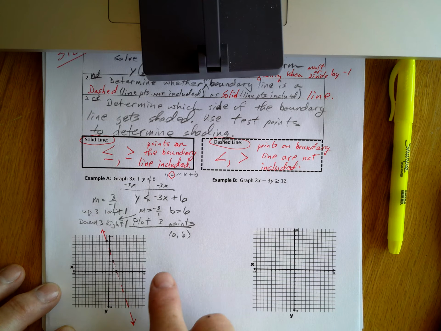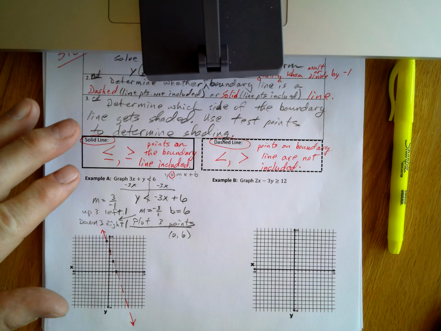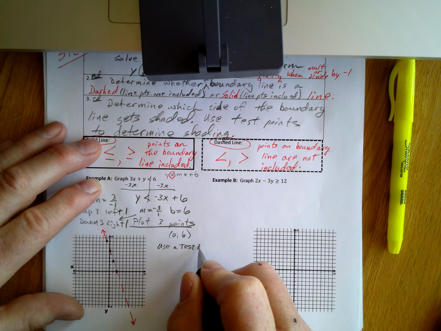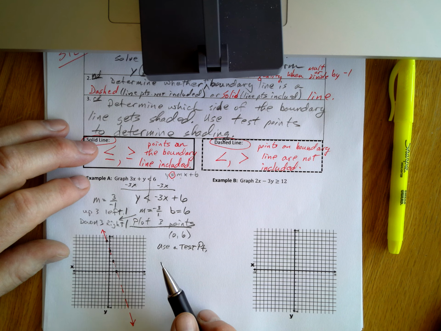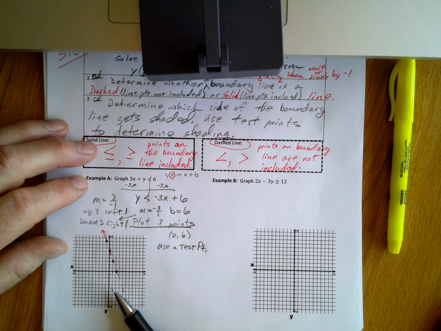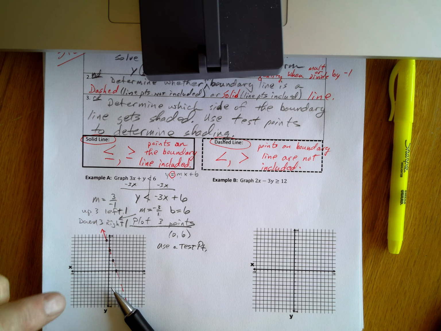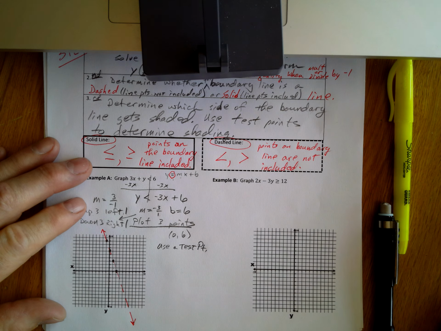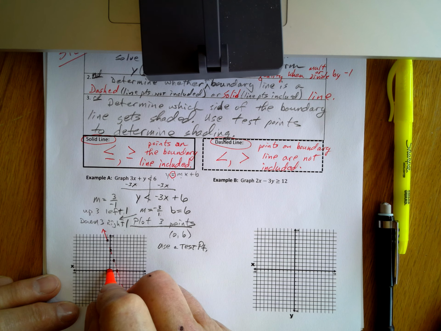All right, how do we find out? We test, use a test point. Okay, don't pick a point on the line. Don't pick a point on the line. Do you hear me? Do not pick a point that is on the line. Okay? So, my favorite all-time point to use is this guy right here. If he is not on my line, I will always use (0, 0), and I will show you why.